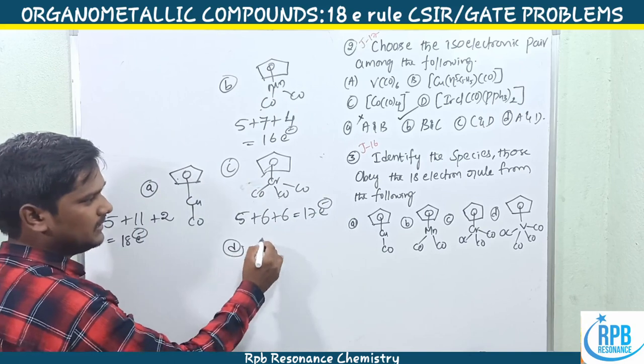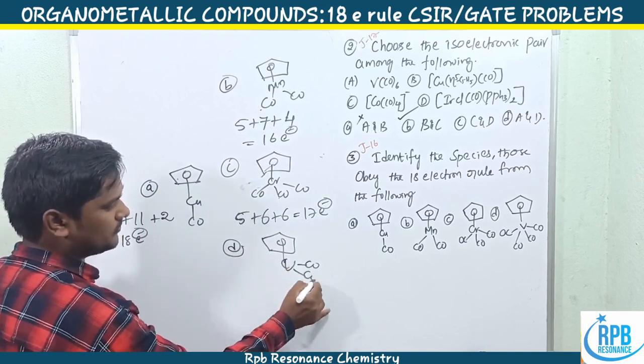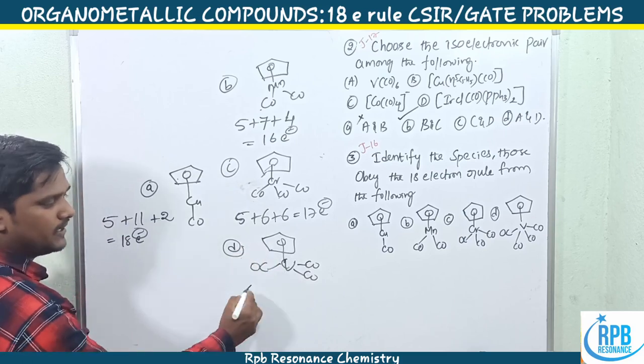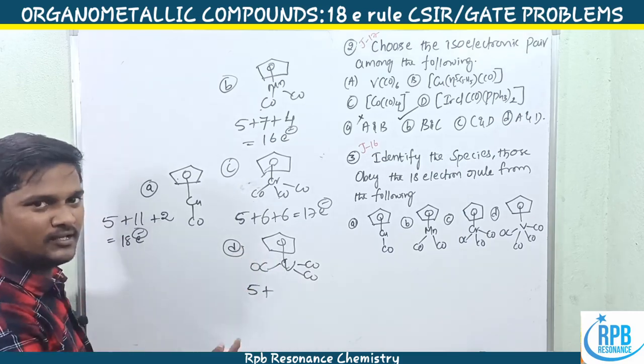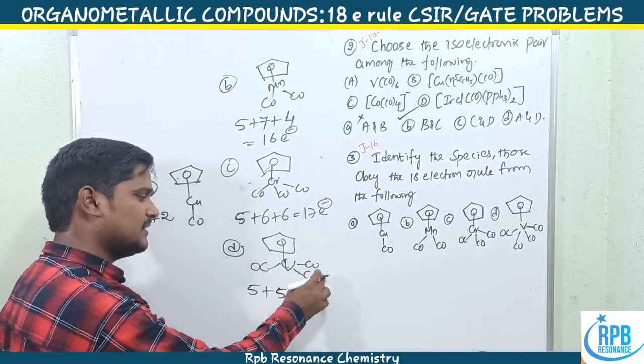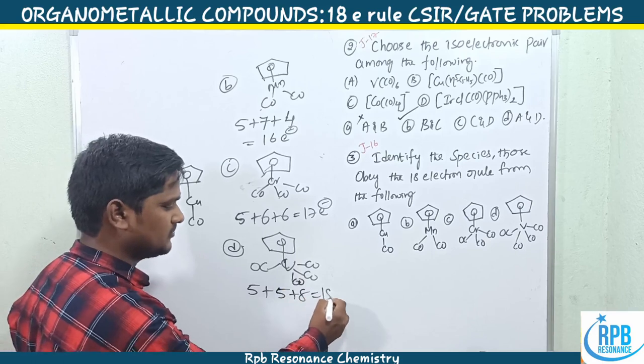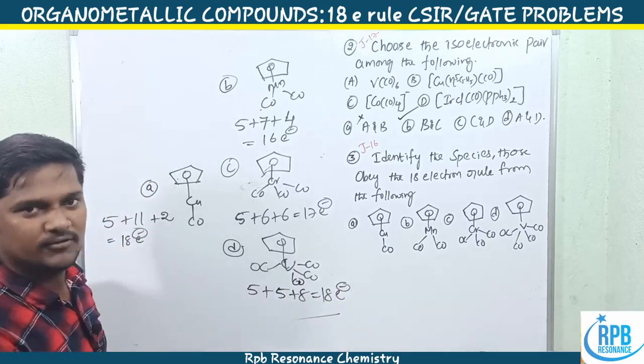Now what about D? So here the system is vanadium Cp (CO)4. So 5 electrons from the Cp, again 5 outermost electrons from the vanadium 4s2 3d3 system, again 4 carbonyls, that is 18 electrons from option D.